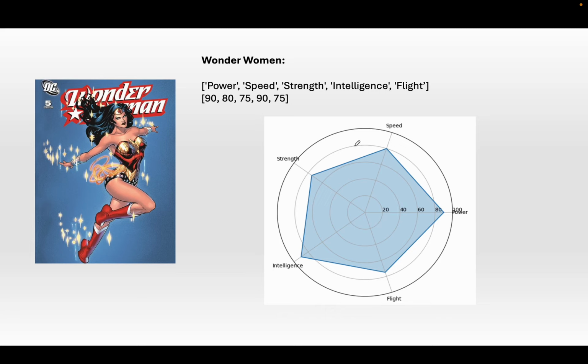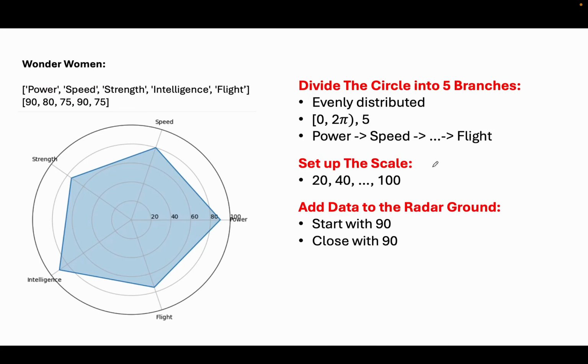Okay, so now I want to share with you the most important steps to achieve this goal. Let's go to the next slide. If you want to create a radar chart, the first step is you need to have the foundation of this radar chart, right? We need a circle. After we have the circle, we need to split the circle into 5 different branches because each branch represents one of Wonder Woman's superpowers, like power, strength, intelligence, etc. So we want to have these branches evenly distributed.